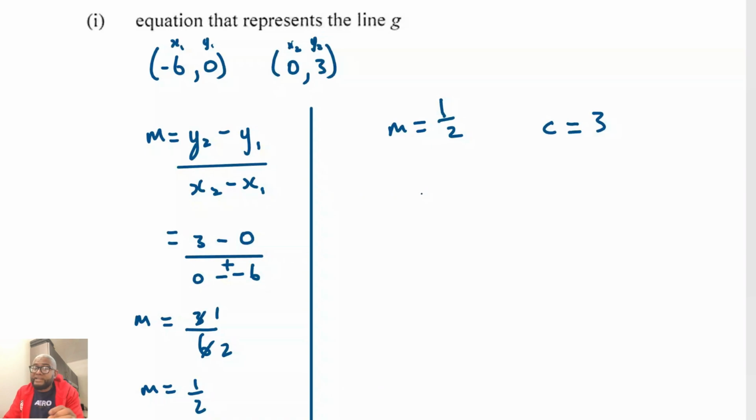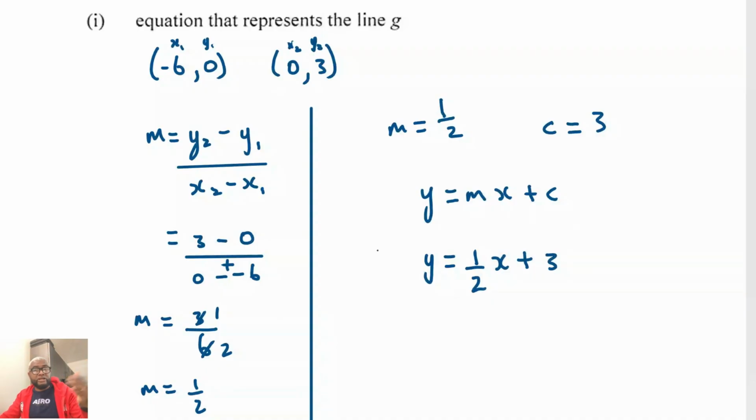Can we now write the equation of the line in the form y is equal to mx plus c? I'm just putting in M and I'm putting in C. So let's go. Y will be equal to what is M? Plus what is C?